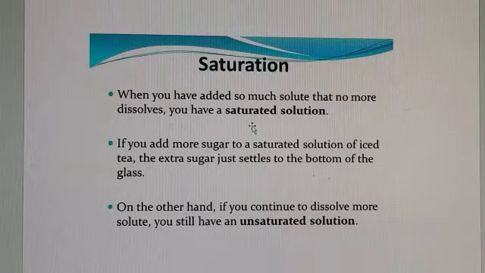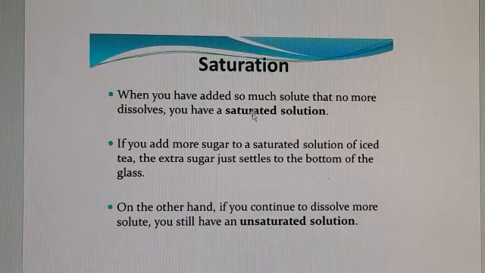Who is the solute here? Sugar or salt. Who is the solvent? Water. Who is in the higher quantity? Solute. And water is in the lesser quantity. So when you add 15 tablespoons of salt into the lesser amount of water, that salt does not dissolve. It settles down. That is called a saturated solution. Hope you are very clear now.